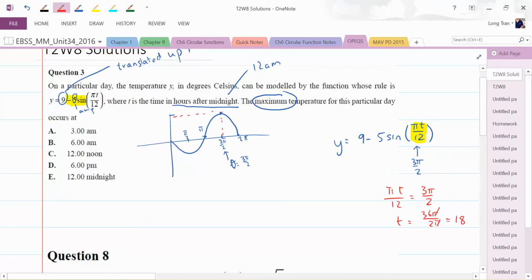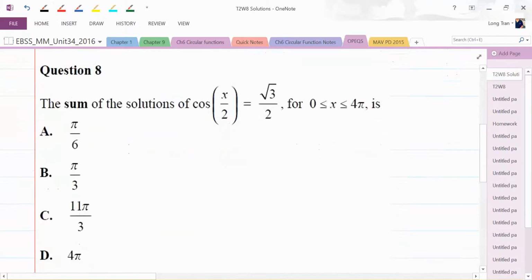So what does that mean? It just means that after midnight, which is 12 a.m., it takes 18 hours to reach its maximum point. And if you know your 24-hour clock, 18 hours after midnight, 1800, is equivalent to 6 p.m. So it's D. Let's go to the next one now.